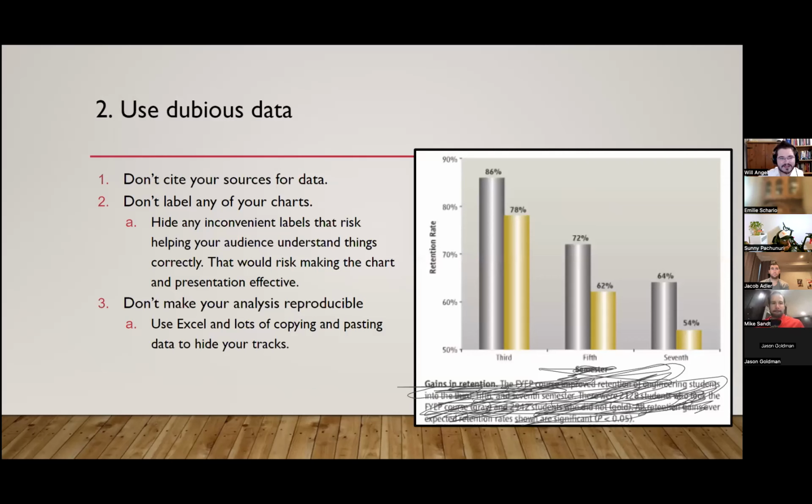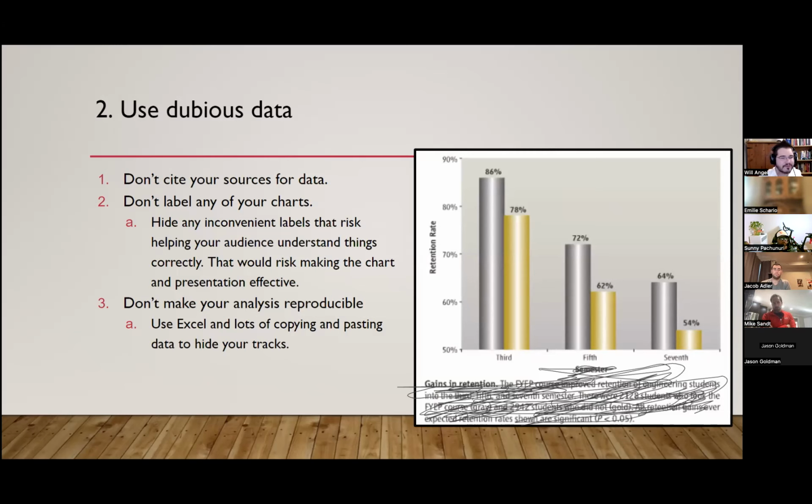So the second tip for how to use data visualizations to make a bad presentation is to use dubious data. You don't want to cite any of your sources. You don't want to label any of your charts. And if the charts you're using come with labels, make sure to hide them, because your audience may read your labels and come away with a better understanding. So you don't want your audience to understand something because that would make it a good presentation. So definitely hide any inconvenient labels.